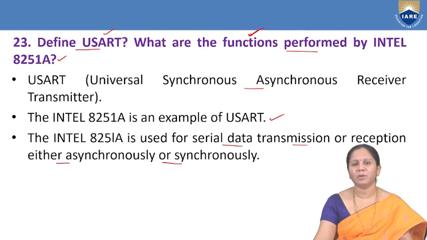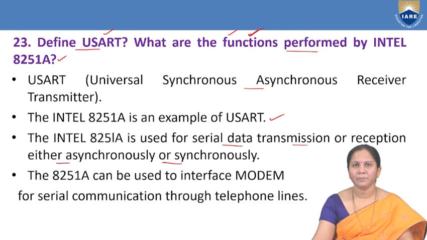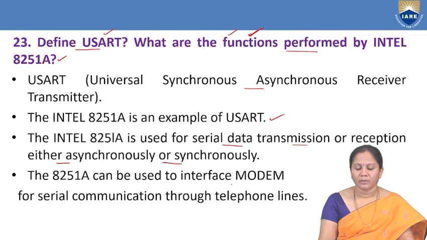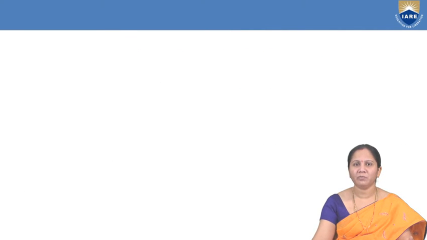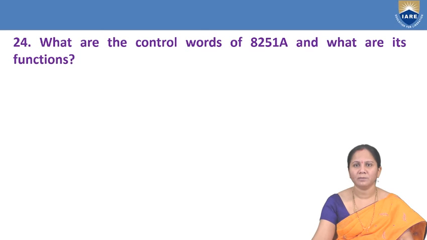We have two types of communication, serial and parallel. This USART supports serial communication. Again, in serial communication, the data is transmitted either in a synchronous manner or an asynchronous manner. To provide this type of communication, we use the Intel 8251A IC. This 8251 IC is also used to interface a modem for serial communication through telephone lines. So these are different functions of the 8251 USART.